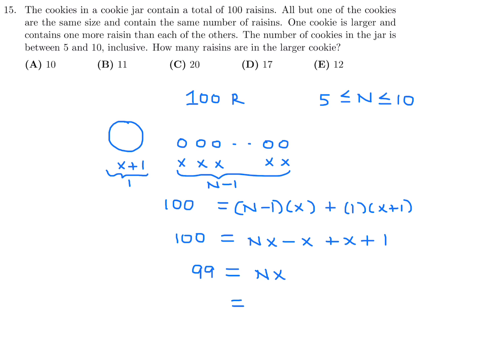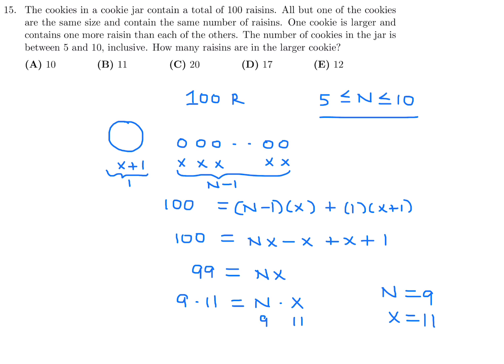Well, 99 is 9 times 11, and that is n times x. n is between 5 and 10, so n cannot be 11, so n must be the 9, and therefore the x must be 11. See what I did there? It's basically based on inspection. So n is 9, and that is fine because it's within that parameter, and therefore x is 11.